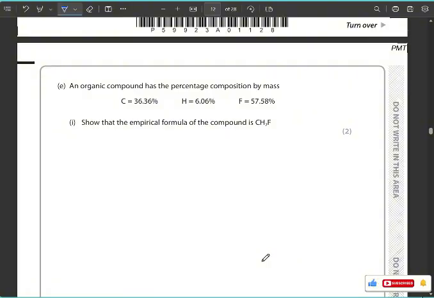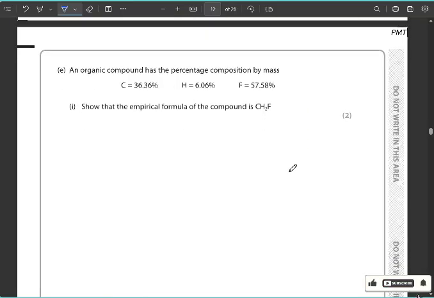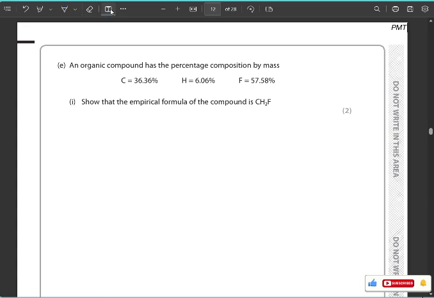Next one. An organic compound has a percentage composition by mass. Show the empirical formula of the compound is CH2F. The empirical formula represents the simplest whole number ratio of elements in a chemical compound, and we will calculate it by dividing by the molar mass. Carbon, 12 divided by 12, equals 3.03.